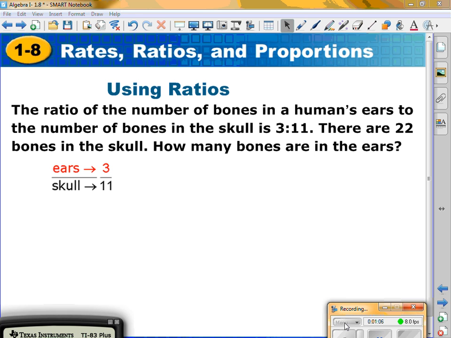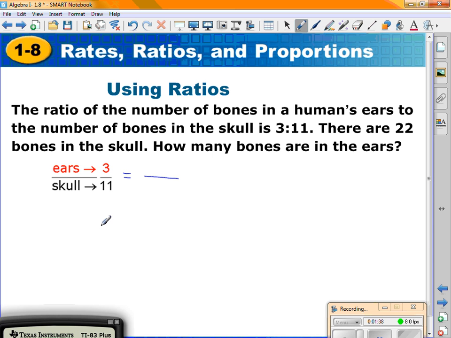The ratio of the number of bones in the human's ear to the number of bones in the skull is 3:11. There are 22 bones in the skull. How many bones are there in the ears then? In the problem it says the ratio of ear bones to skull bones is 3:11. So here's your ratio. I'm going to set a proportion up to find out how many bones are in the ears.